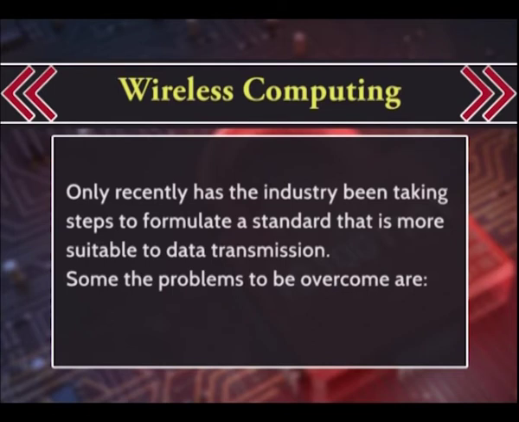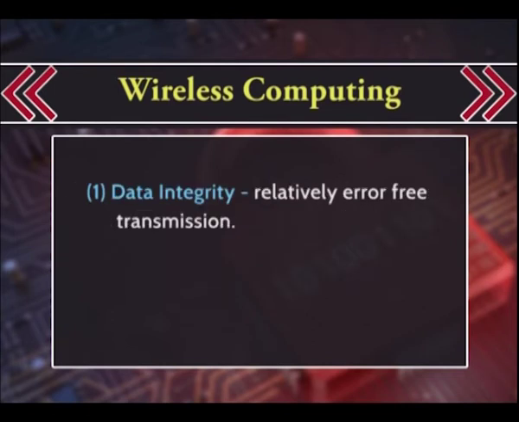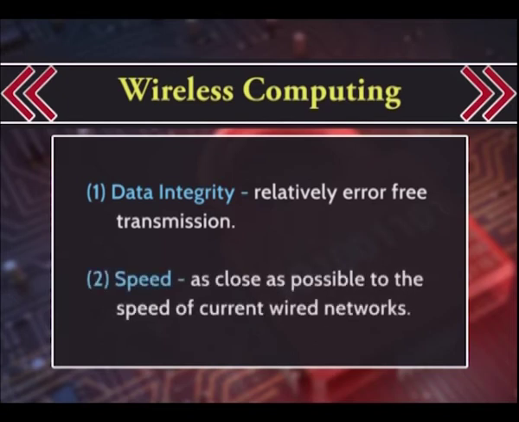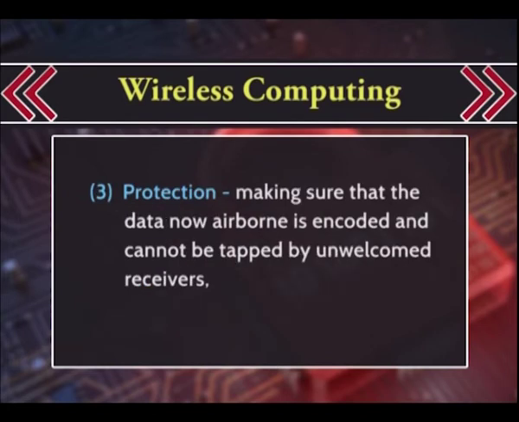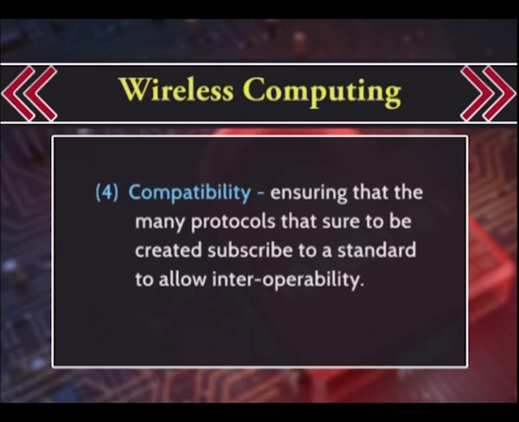Some of the problems to be overcome are: first, data integrity, relatively error-free transmission; then speed, as close as possible to the speed of current wired networks; protection, making sure that the data now airborne is encoded and cannot be tapped by unwelcome receivers; and compatibility, ensuring that the many protocols that are sure to be created subscribe to a standard to allow interoperability.